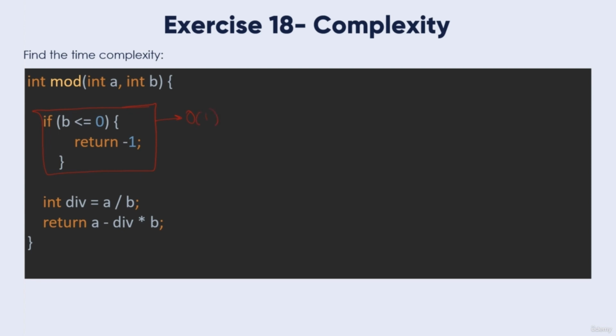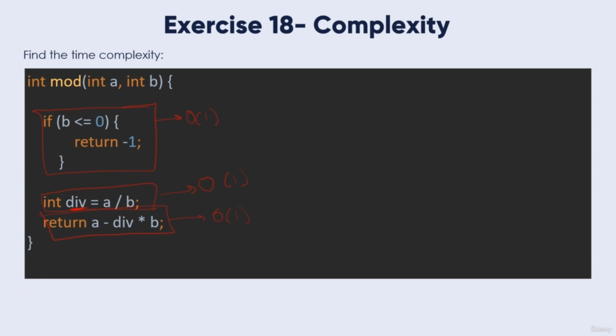Int div, we are declaring a variable div equal to a divided by b. So this results in a constant operation, O of 1. We are just dividing a over b and declaring a variable div equal to a slash b. Now, return a minus div times b. This would result in O of 1 because we are not depending on anything.